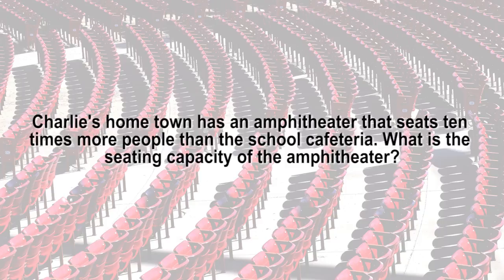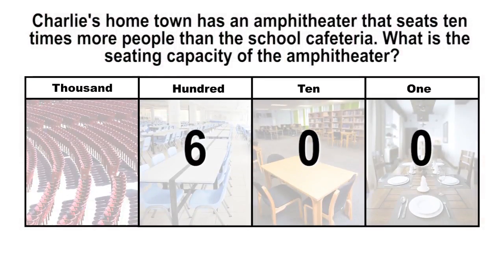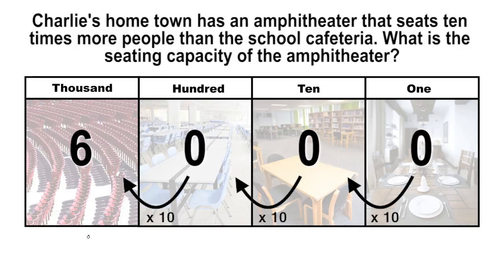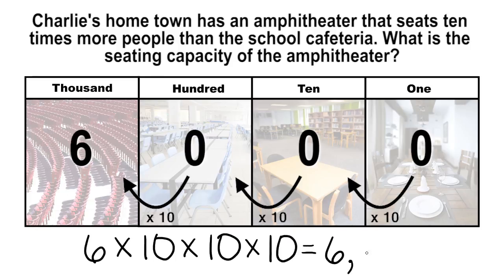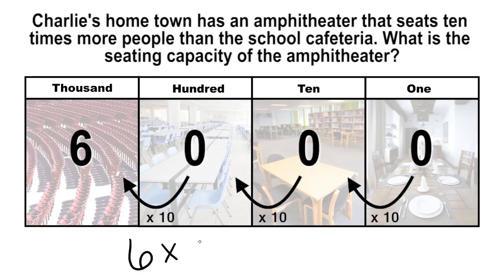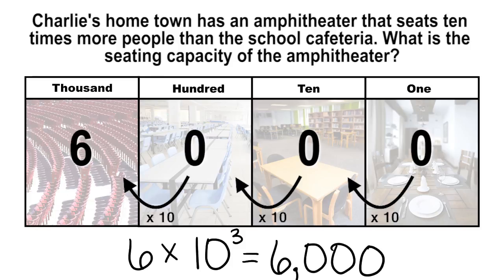Now, referring back to our original problem, imagine that Charlie's hometown has an amphitheater that seats 10 times more than the cafeteria. What is the seating capacity of the amphitheater? We know that the cafeteria can seat 600, so we would multiply this by 10, which is 6,000. Looking at our chart, we multiplied the original 6 by 10 3 times, so we could write 6 times 10 times 10 times 10. Let's rewrite this in exponential notation. We can see that 10 was multiplied 3 times, so the exponent is 3. This shows 6 times 10 to the 3rd power.